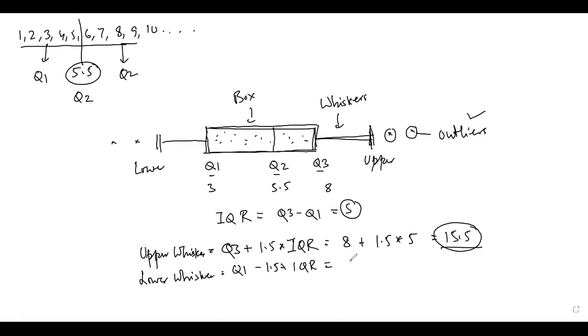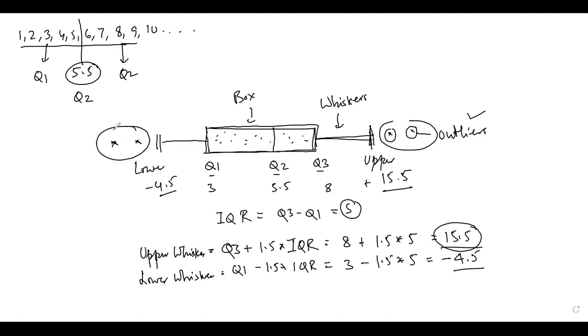So Q1 is 3 minus 1.5 into 5. Okay, so how much is this? 7.5, minus 3, minus 4.5, right? So this is minus 4.5, this is plus 15.5, and any data that lies beyond these will be called outliers. Okay, so this is the concept of a box plot.